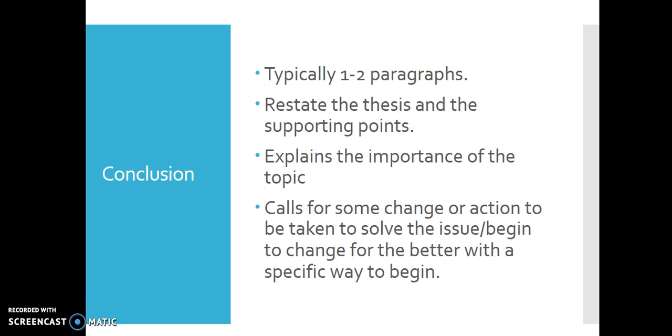The conclusion can be 1 to 2 paragraphs. It restates your thesis and your supporting points. It also does something important by explaining the importance of the topic to the readers. And in an argument essay, it's very important that you talk about the desire for change. So it calls for some change or action to be taken to solve an issue, and how to begin that change.